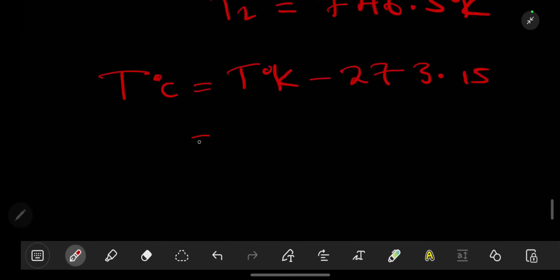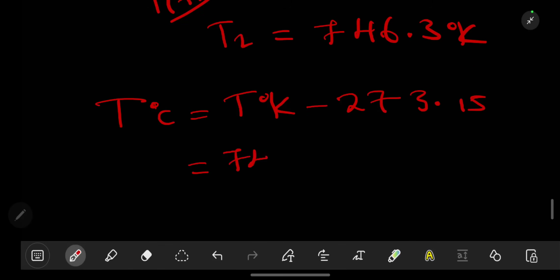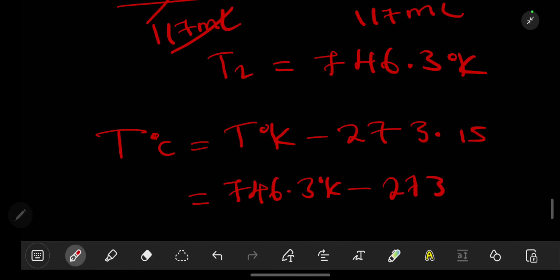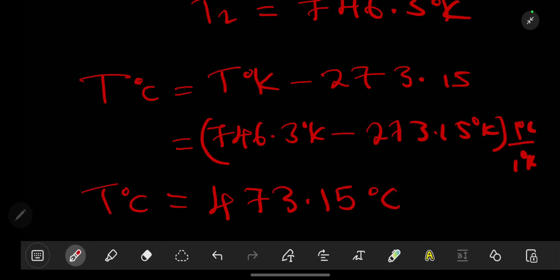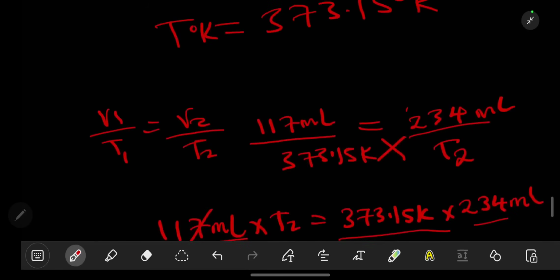By subtracting, we are going to have the temperature in degrees Kelvin, which is our 476.3 kelvins minus our 273.15. We can have the 1 degree Celsius over 1 kelvin, like that. So we are going to have minus our 273.15. This is going to give us a value of 473.15 degrees Celsius. So this is the temperature required for that. Let's move on to our next question.